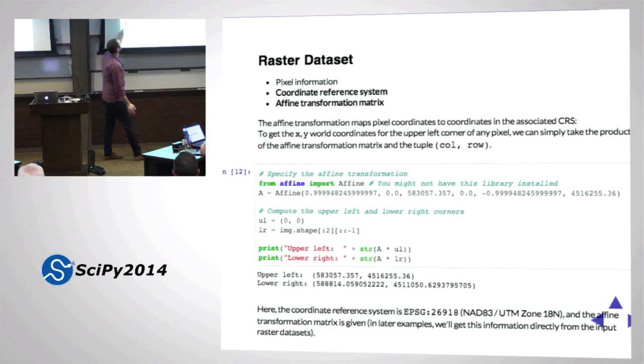Okay. So I'm going to create an affine matrix with various different parameters, which I'm just giving to you. You wouldn't figure this out on your own. And I'm going to calculate the upper left and lower right corners of the image. So 0, 0 is the top, and the last two things of the shape at the bottom are the two cell numbers I'm getting. And I can just print that out, and the upper left coordinate is this, and the lower right coordinate is that, and that essentially describes the bounding box of our raster.